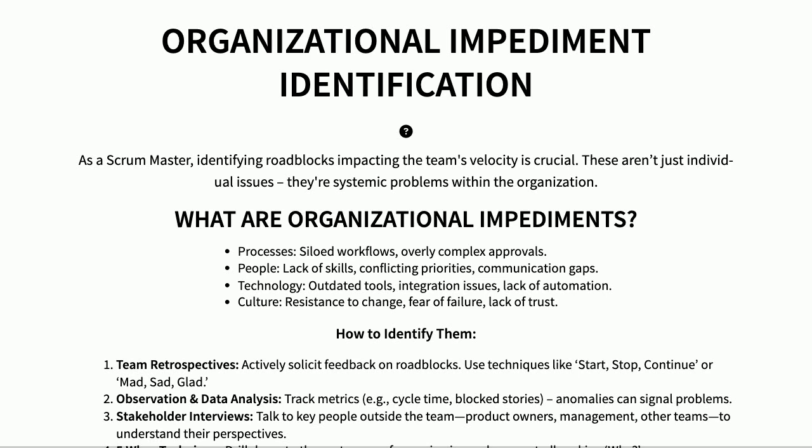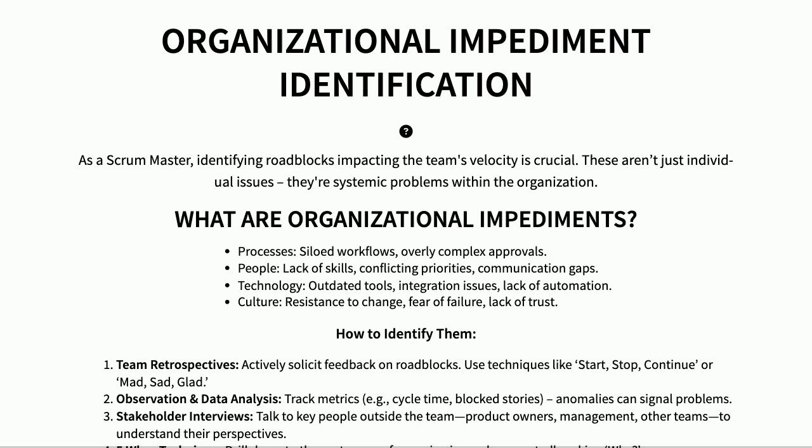To find these impediments, we use techniques like actively listening in team retrospectives, asking them what's slowing them down and what they want to stop doing, start doing, or continue doing. We also pay attention to data. Metrics can often reveal problems before the team even realizes they exist. And don't forget to talk to people outside of the immediate team, like product owners and management, to get their perspective on any challenges.